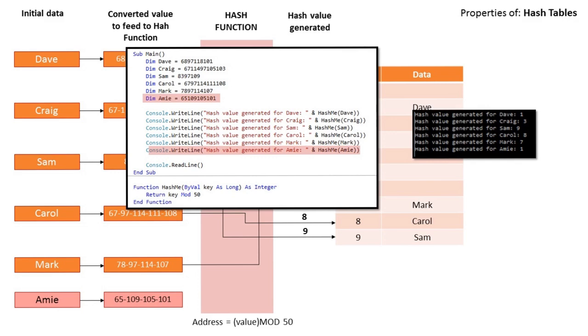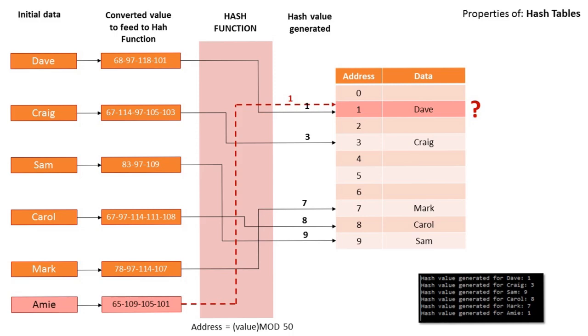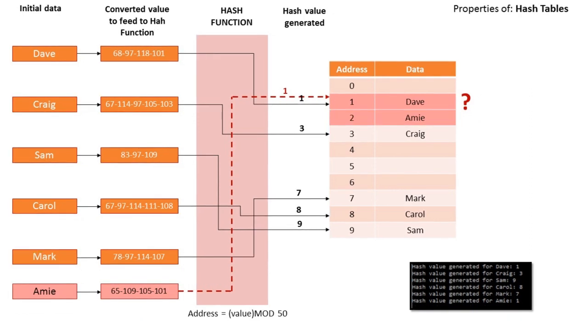So let's try adding another item to our hash table, this time Amy. The key Amy gets fed into our hash function and it spits out the value 1 again. So what happens now? Well, if we go to index 1 in our hash table, we find that Dave is already here. This is known as a collision. One solution is to check the next available space, index 2. We discover it's empty, so we could store Amy here instead.